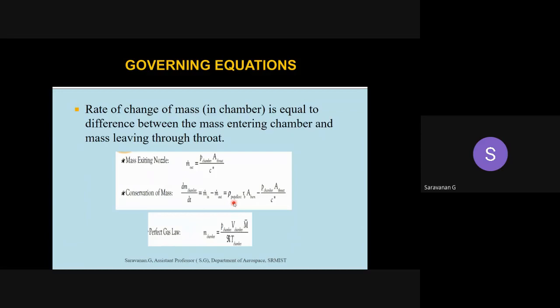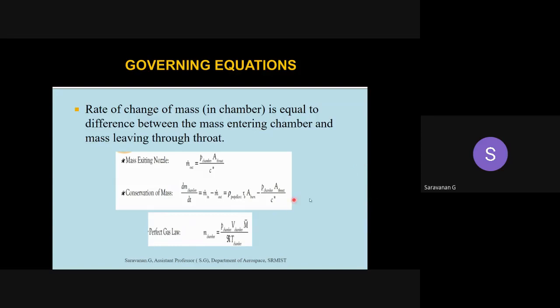The difference between these two is nothing but the change in the mass inside the chamber with respect to time dt. M in minus M out, where M in is equal to rho, the density of the propellant, times the burn rate and A burn. That's why I told you it is almost equal to rho A V, where V is equivalent to the burn rate r, and A is the burning surface area, and rho is the density. So mass exit is equal to P chamber A throat by c star.